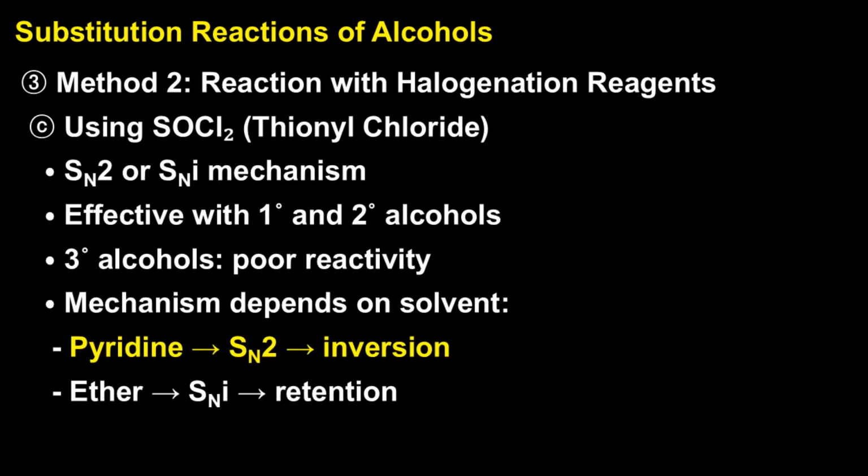Next, let's look at another really useful reagent for alcohol substitution, thionyl chloride, or SOCl2. This method also works great for primary and secondary alcohols. But just like with phosphorus halides, tertiary alcohols don't react very well here either. Here's something interesting. The mechanism actually depends on the solvent you're using. If you run the reaction in pyridine, it follows an SN2 pathway, which means you'll see inversion of configuration. But if you carry it out in a non-nucleophilic solvent like ether, the mechanism switches to something called SNi, and that leads to retention of configuration instead. So depending on how you set things up, you can actually control the stereochemistry of the product.